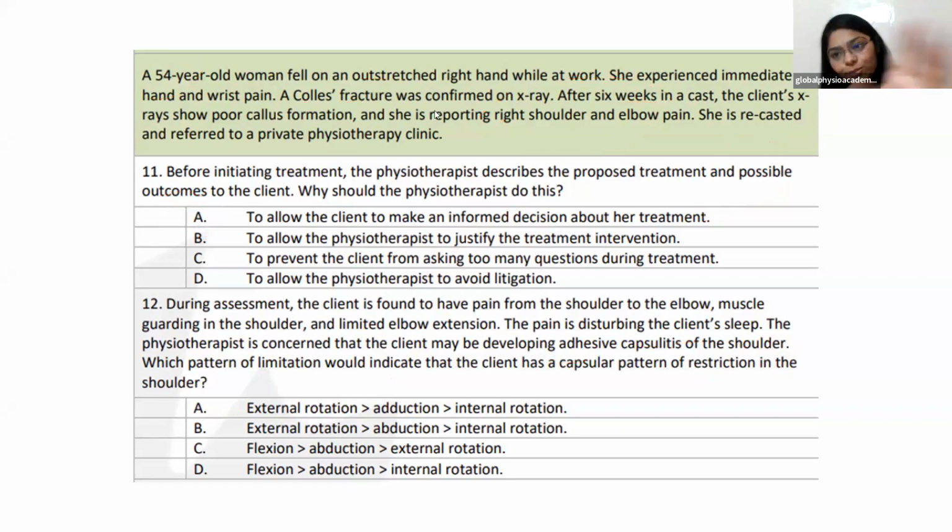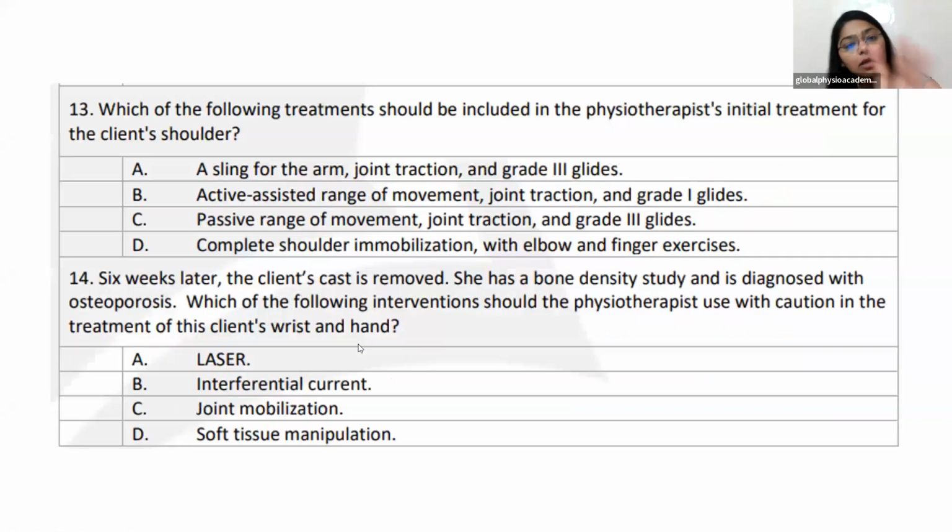It is given on the website, so I just took a capture over here. In the same way, there are a few other questions related to this vignette. Any question regarding the vignette style?